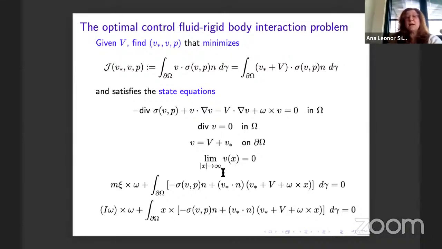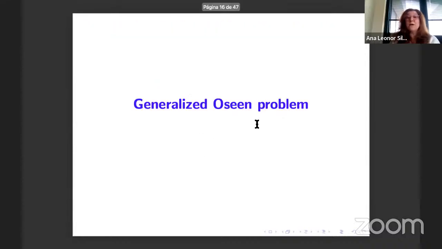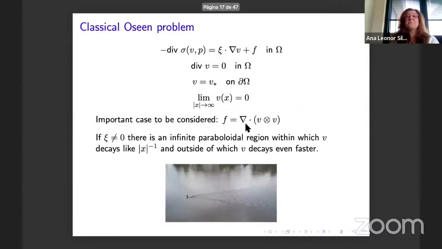This means that the velocity is going to zero very far away from the rigid body, but we will need more precise information about the way the velocity goes to zero. Because of this, let's start with the study of the state equations, and in particular the linearized equations associated with the Navier-Stokes equations, which can be called a generalized Oseen problem.